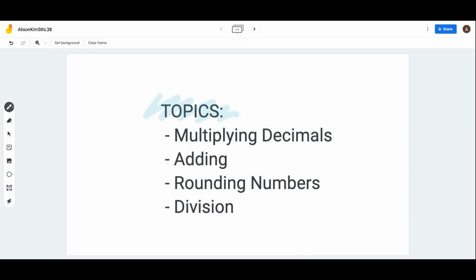Hi 5th graders, today's topics are going to be multiplying decimals, adding, rounding numbers, and division.